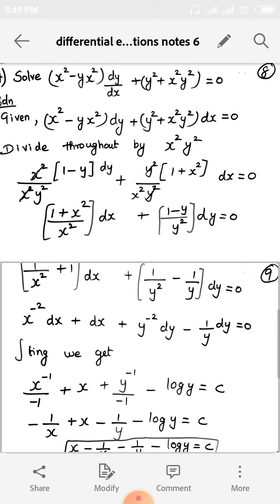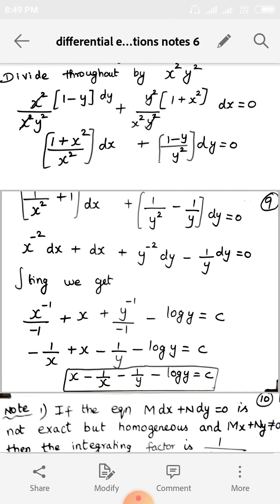So x square getting cancelled. Then here y square getting cancelled. So first write the dx term. We get 1 plus x square by x square into dx plus, next write the dy term, 1 minus y by y square into dy is equal to 0. Next step, just split the terms. We get 1 by x square plus 1 into dx plus 1 by y square minus 1 by y into dy is equal to 0.